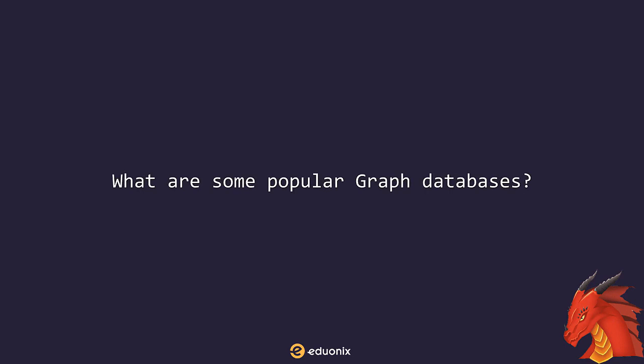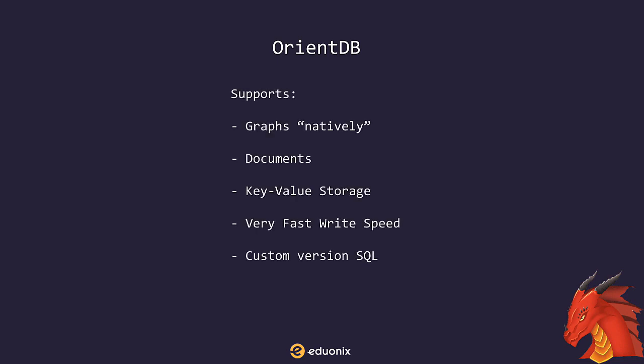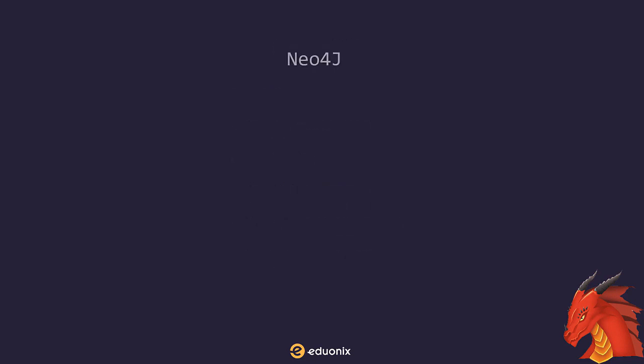What are some popular graph databases? While I was a chief architect for an intelligence gathering application, I first encountered a graph database by the name of OrientDB. OrientDB supports graphs natively, not as an afterthought nor bolted on, as the expression goes, as well as documents, key value storage, very fast write times, and its own custom version of SQL modified to support graph operations. Neo4j is a native graph database which is considered to be the most popular in the industry.